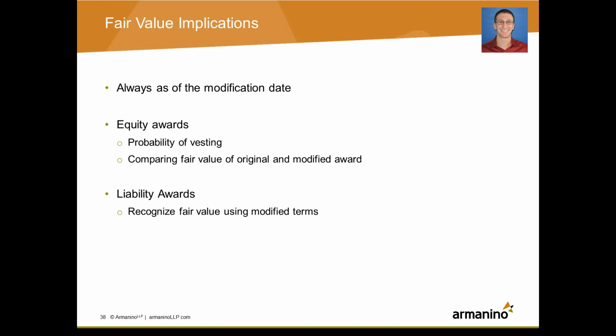With the liability awards, they're going to be remeasured at each reporting period anyway. So at the modification date, you simply need to recognize the new fair value of the modified award using the modified terms. So that is if it continues to remain a liability award. As Matt said, if it changes classification, you might have to reclassify the liability under APIC as opposed to the liability, and revalue it as well.